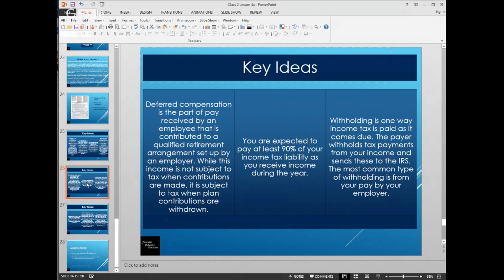Also, you are supposed to do withholdings throughout the year, and in fact, you're expected to pay at least 90% of your income tax liability as the income comes in throughout the year. We use withholdings when we have employers. In addition, you can request withholdings on other types of income as well.